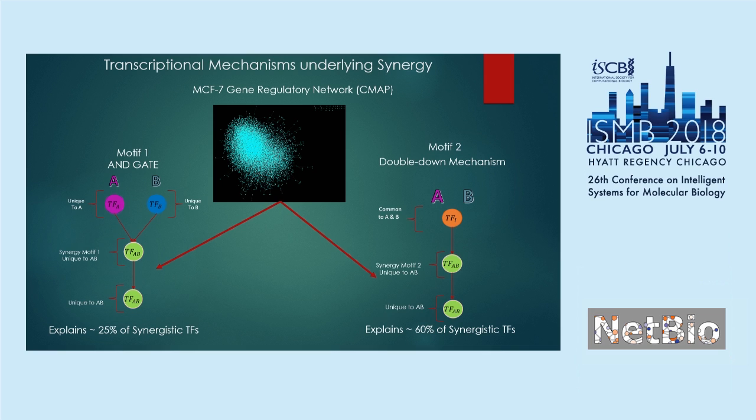And we quantified how much of the transcriptional synergy we can explain using these motifs. Consistent with our observation on the correlation between the monotherapies, 60% of the synergistic transcription factors can be explained by this double down mechanism, but 20% of the transcription factors are unique to this AND gate, which shows that there should be a good balance between correlation and the new synergy that you observe.